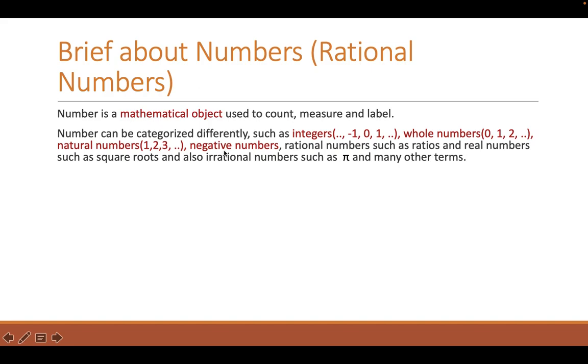We also discussed there is another category, which is negative numbers, and there is also a category called rational numbers, such as ratios, and real numbers, such as square roots, and also a category called irrational numbers, such as pi and other terms. We will study in detail what rational numbers are, what ratios are, what real numbers are, and all those things.